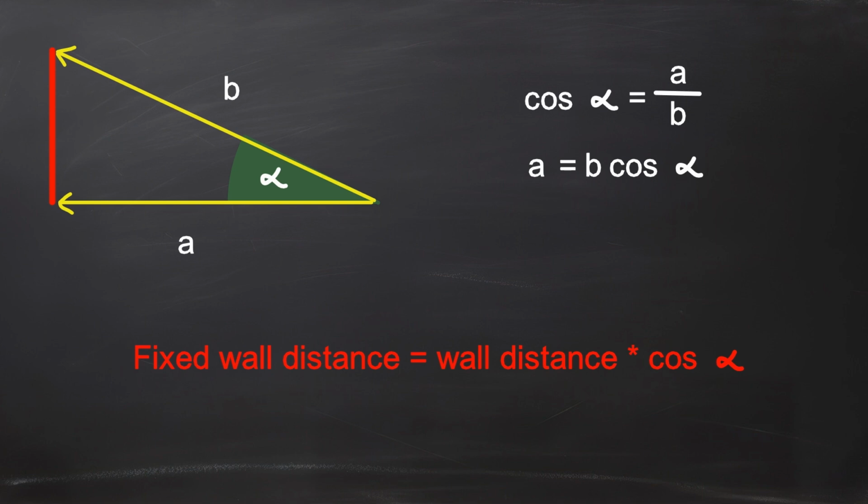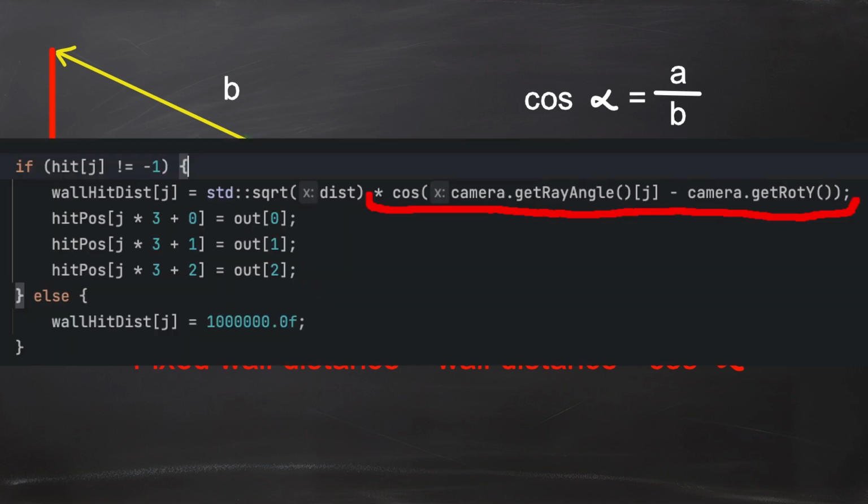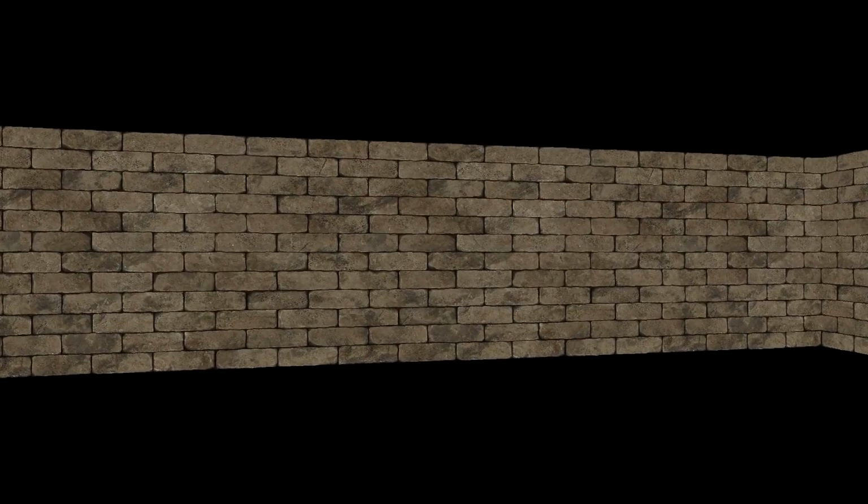We can do it by utilizing the cosine function. All we need to know is the length of vector B and the angle at which the ray was thrown. We have both values. This is the code we fix. And this is our result.